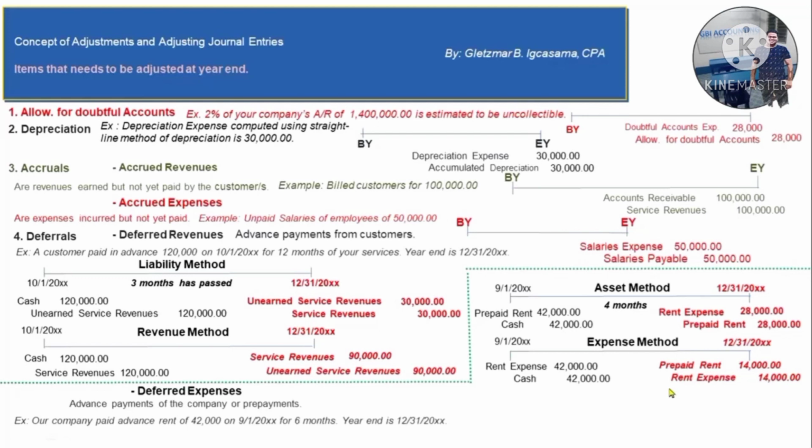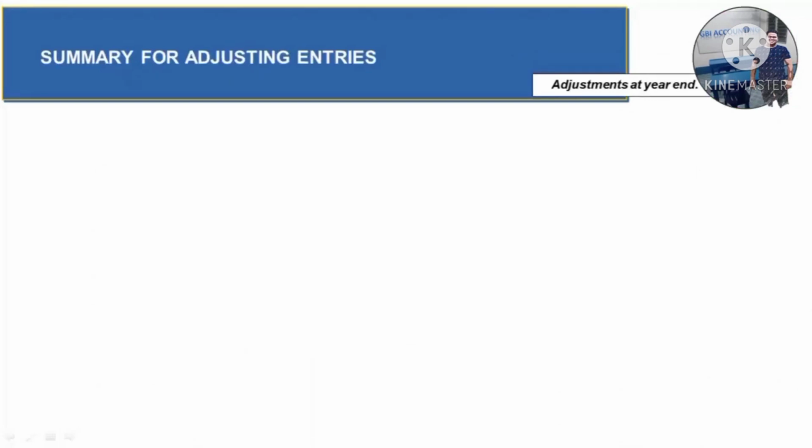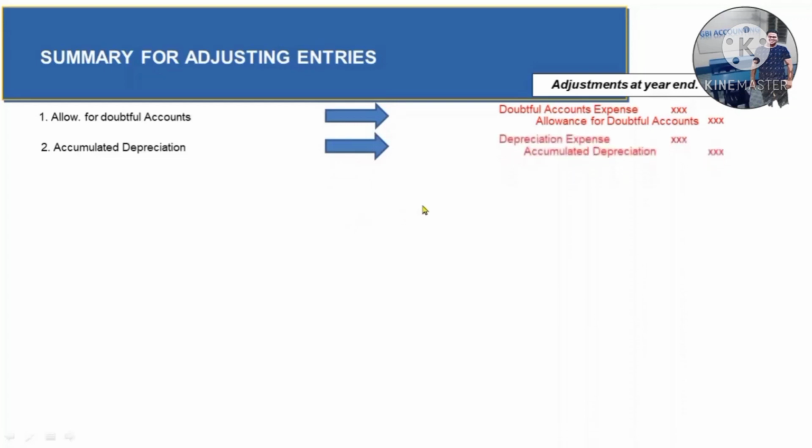Now, let's go to the summary. Again, there are items that need to be adjusted at the year end. The first one is the recognition of the doubtful accounts expense. The adjusting entry of course is debit doubtful accounts expense and credit the allowance for doubtful accounts. Next is the depreciation. To adjust, you compute the depreciation at the year end and record it as debit depreciation expense and credit accumulated depreciation.